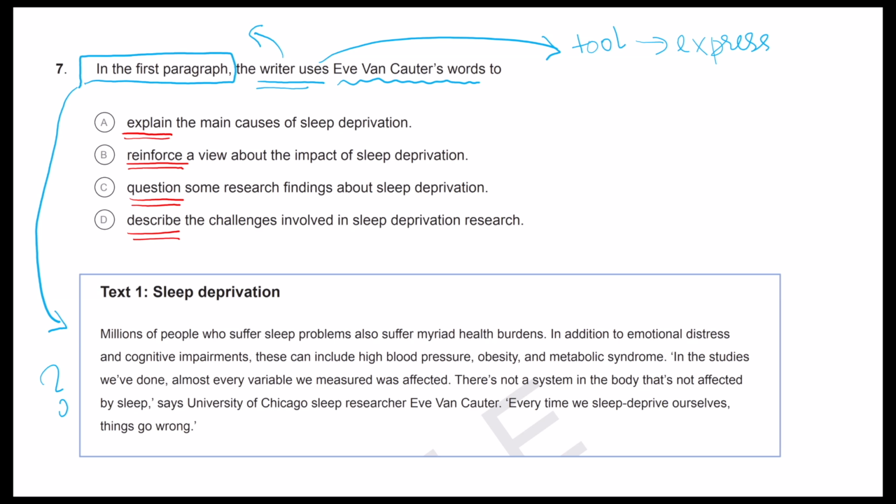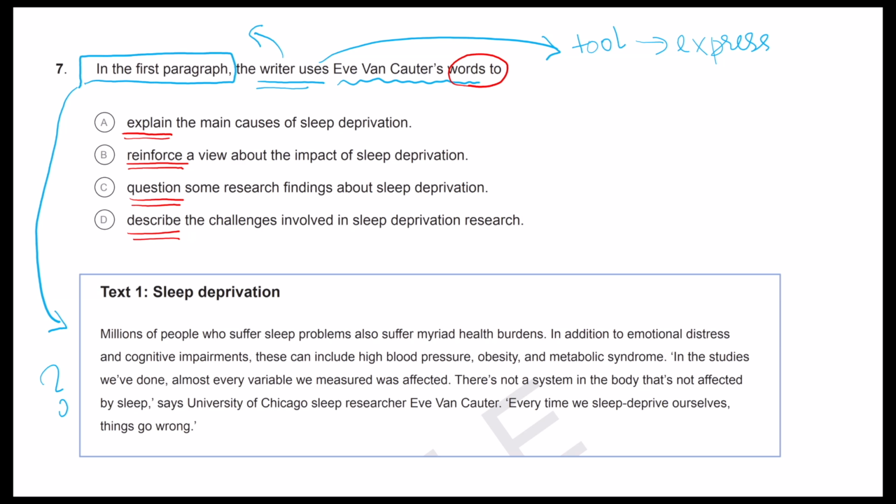Now these verbs are completely different ones. They don't mean the same. So the words of Lucy have one of these roles. It's either used to explain something, it's used to reinforce something, it's used to question something, or it's used to describe something. Right? So explain what?